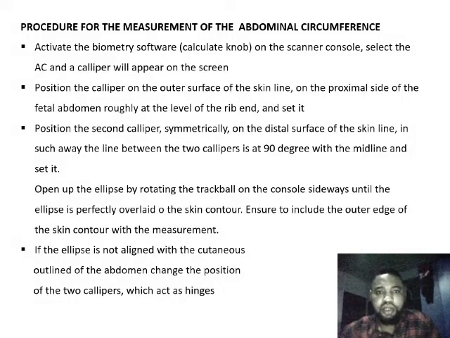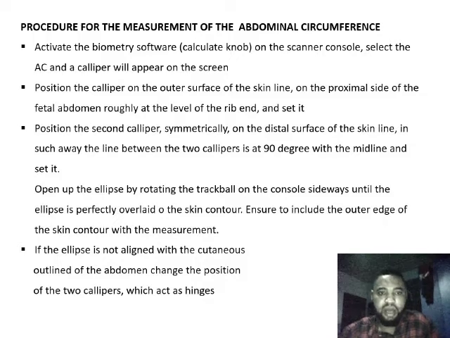Procedure for the measurement of the abdominal circumference. Activate the biometry software. Calculate knob. On the scanner cursor, select the abdominal circumference and a caliper will appear on the screen.